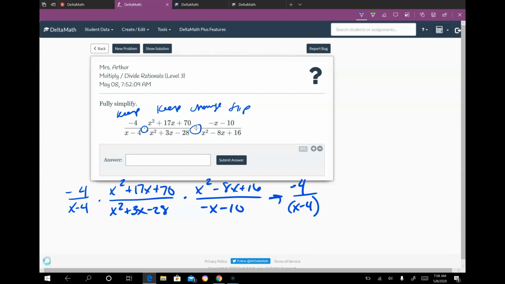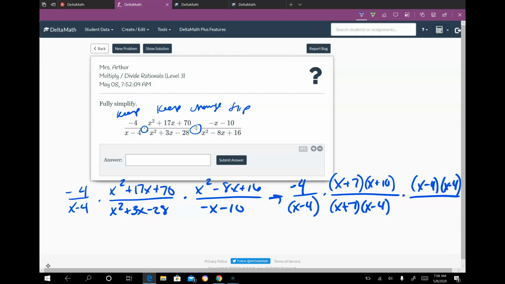Okay, so then I need to factor this guy right here. You can use Desmos or you can do it in your head. So it's going to be x plus 7, x plus 10, all over, same thing for this one. All of these can be Desmos factored. Okay, it'd be x plus 7, x minus 4, then times, factor that numerator, which is going to be x minus 4, x minus 4.